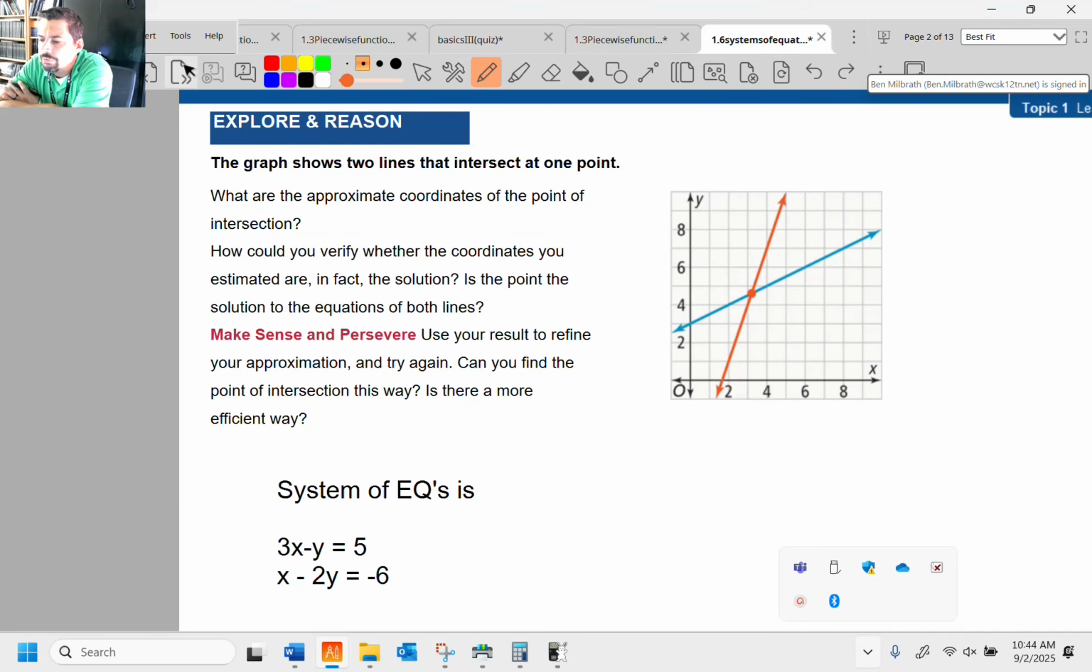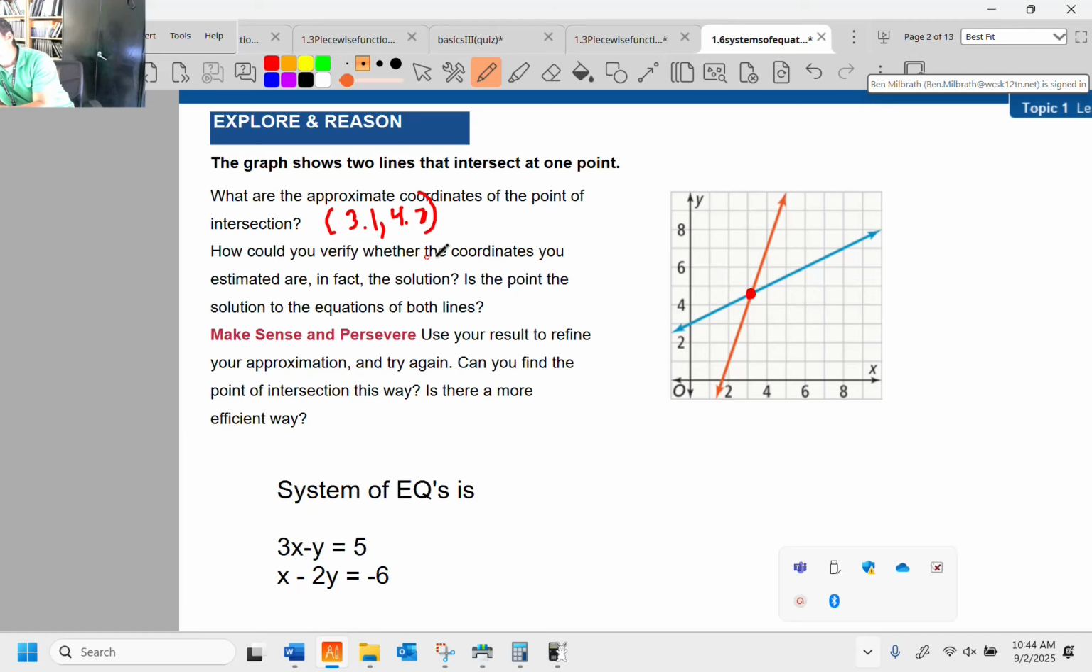All right, so 1.6 is about solving systems of linear equations. And here we have a graph, and it says what are the approximate coordinates of the point of the intersection? Because that would be where the solutions are, and it's about right there. I don't know, it's a little over 3, let's say, and I'm going to miss this on purpose, let's say 3.1 and 4.7. It's close, but not perfect, okay? And that is the problem with graphing.